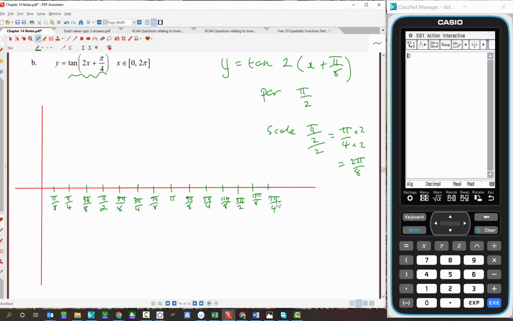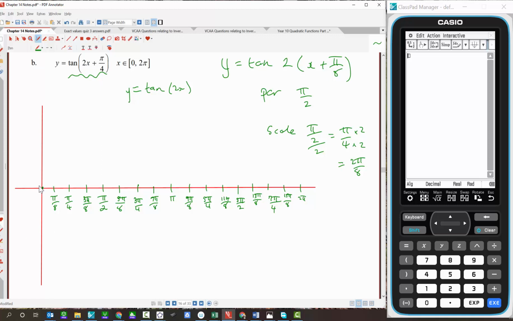Okay, where was I up to? So 13, 14, 15 pi on 8, 16 pi on 8, which is 2 pi. All right, we got there, didn't we? Now remember, what we usually do is sketch y equals tan 2x first of all, and then we worry about the translation pi on 8 to the left.